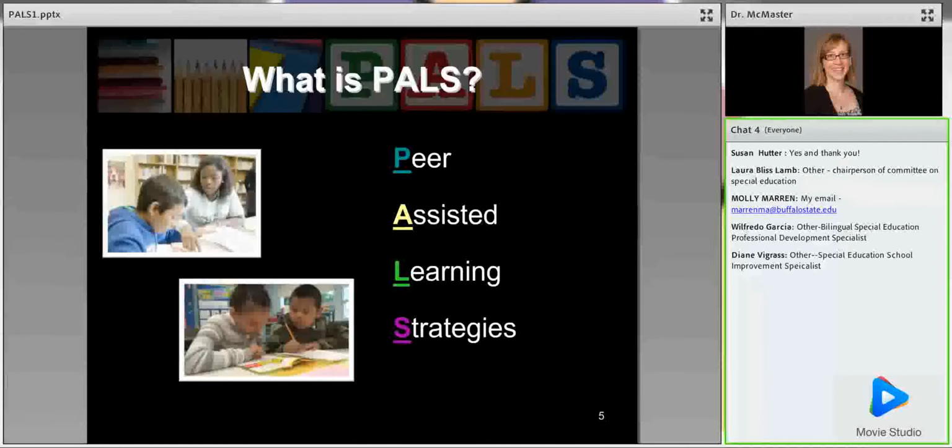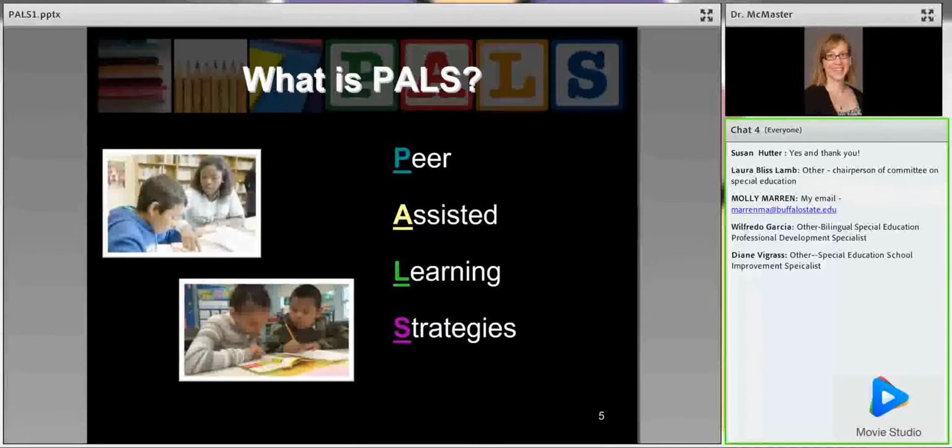So students are paired together with each other in a classroom. They're same age, same grade peers, and they work together on learning strategies that are designed to help them improve their academic skills. So we'll be talking about PALS in reading, but there's also PALS in math. There's PALS for grades 2 through 6. There's also PALS in kindergarten and first grade, and there's a high school version of PALS.